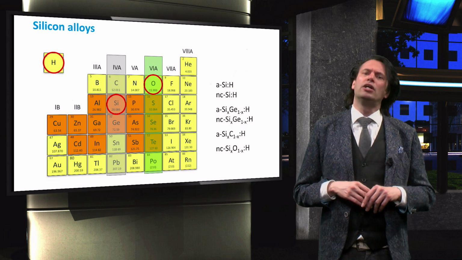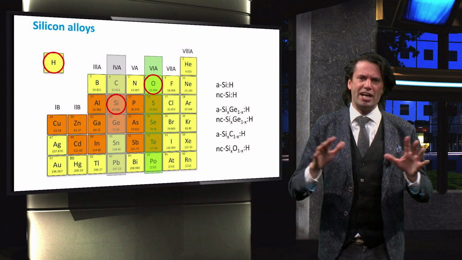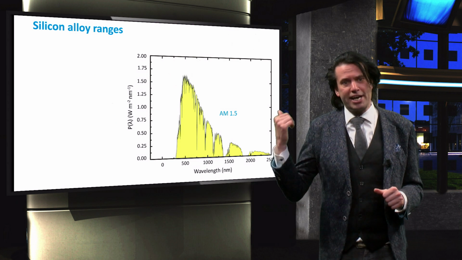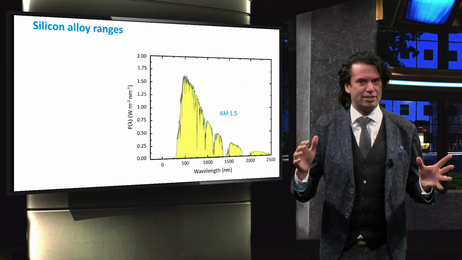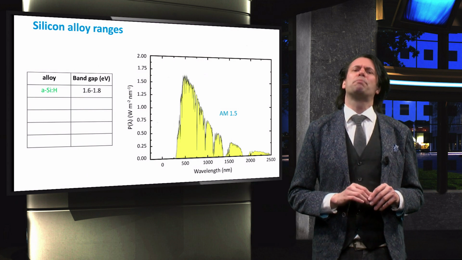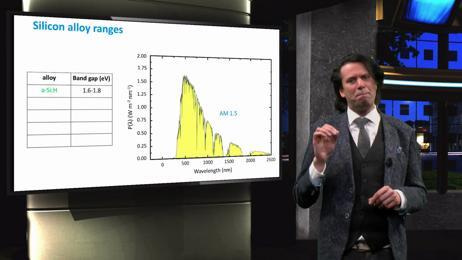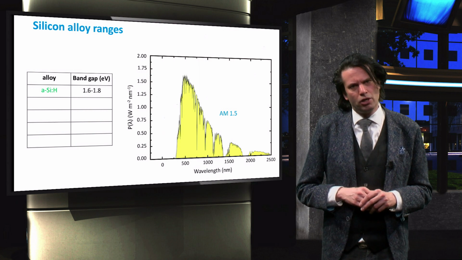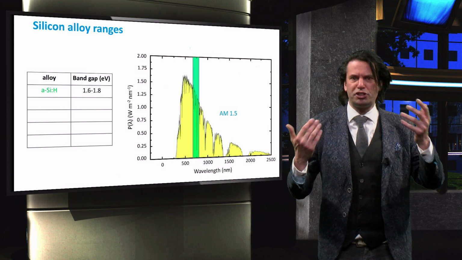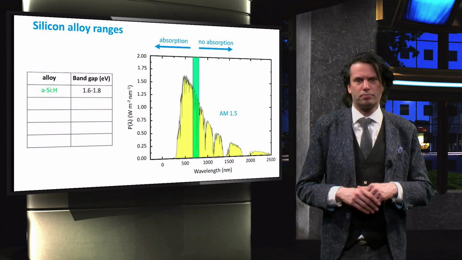By alloying silicon with different elements, we can produce thin film silicon absorber layers with a range of band gap energies. Let's look at this range. Here we see the AM1.5 spectral power density as observed on the Earth's surface. Amorphous silicon has a band gap energy ranging from 1.6 to 1.8 electron volts, depending on the hydrogen content. So that corresponds to this part of the spectrum, where all energies above the band gap are absorbed and all energies below the band gap are not absorbed.